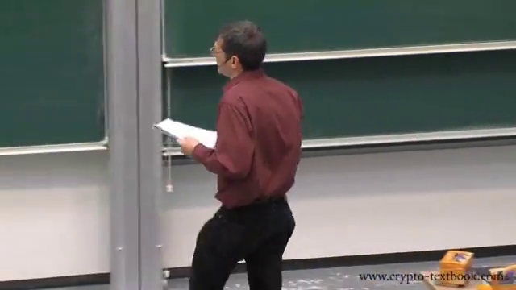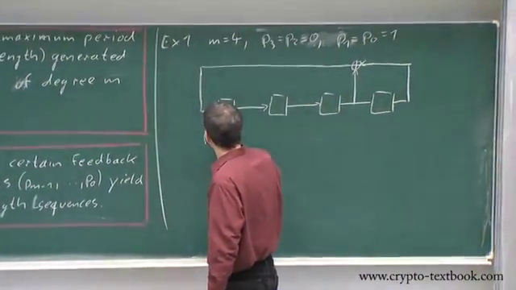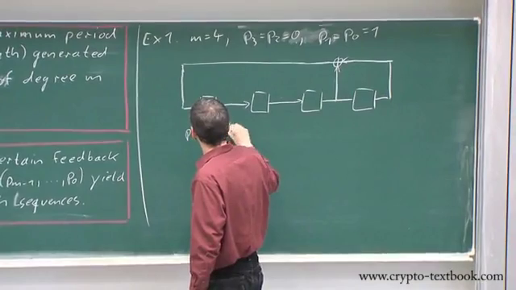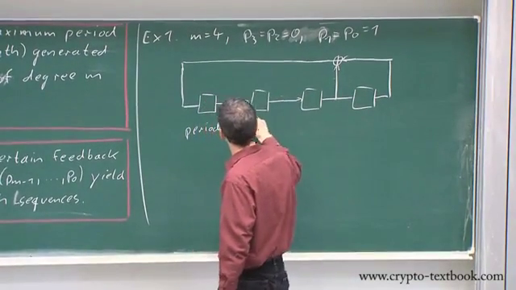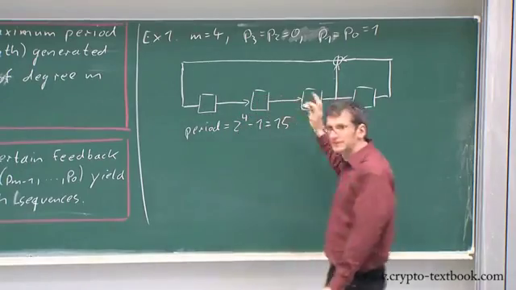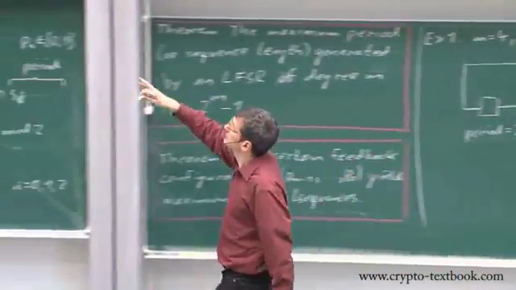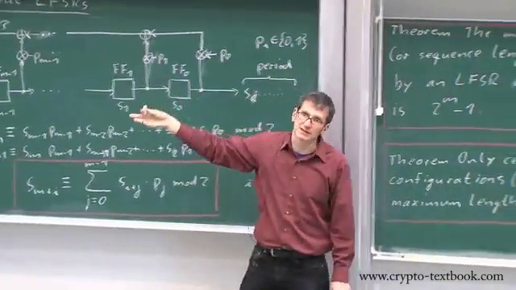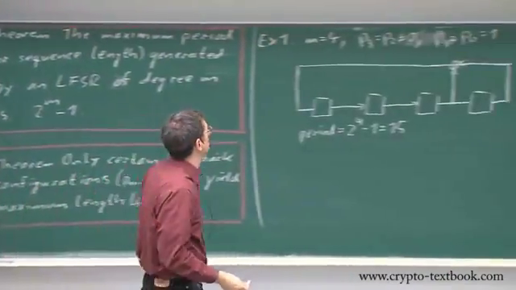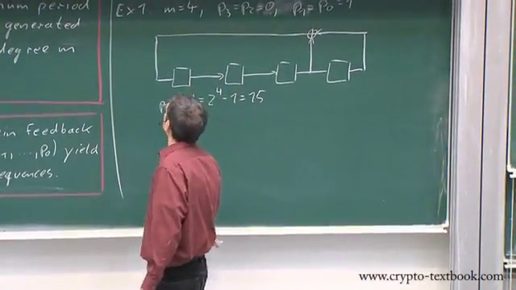Okay, so here, if you do the same thing again we did here, you get a sequence length of 15, okay, the maximum one, okay? This is example number 1. Now let's look at another LFSR.